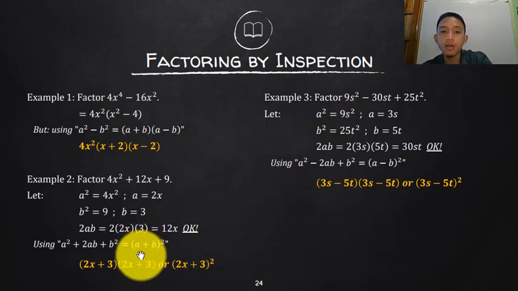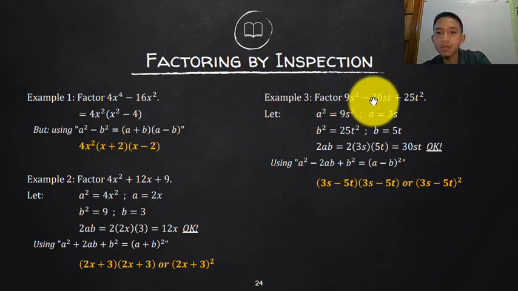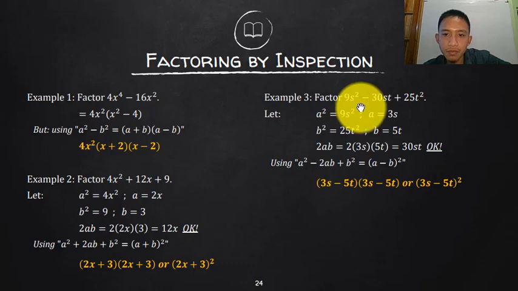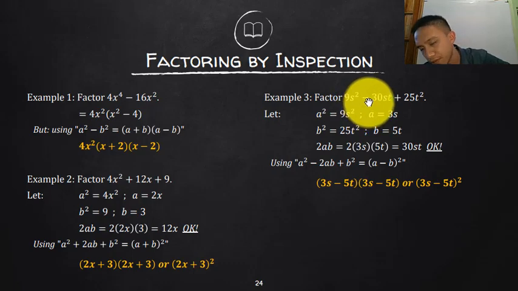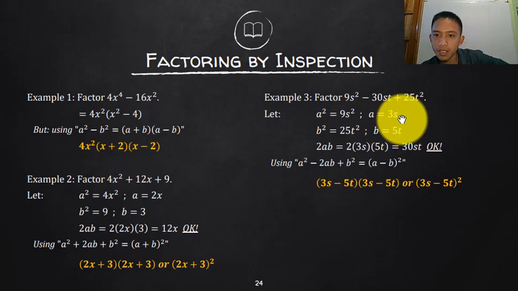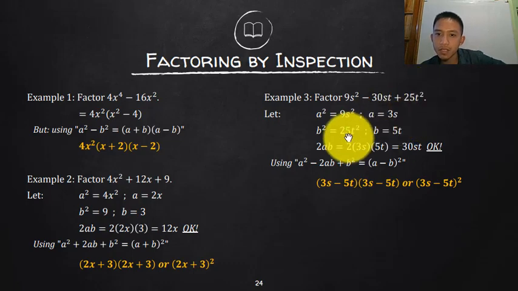So we have one more example. Factor 9s squared minus 30st plus 25t squared. So again, this is minus, so maybe that is the difference of the perfect square. So let's again say a squared is 9s squared. So get the square root, a will be 3s. 25t squared is your b squared. So get the square root, b is 5t.